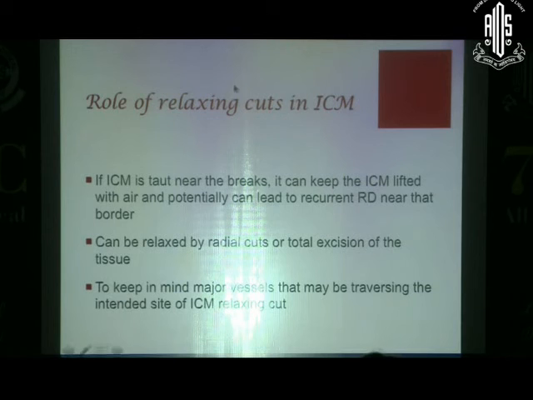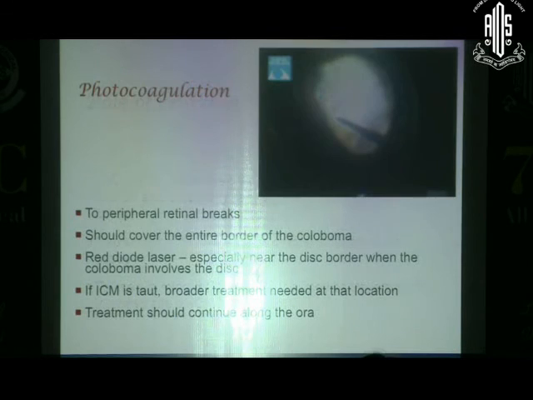The role of relaxing cuts: if the ICM detachment is taut near the breaks, it can keep the ICM lifted up with air, and potentially this can lead to recurrent detachments near the border. It can be relaxed by radial cuts or total excision of the tissue, but beware that you may actually be cutting across major vessels which may be crossing the coloboma to supply the normal retina. So you cannot cut those vessels, as it will compromise the visual function. It's very rarely that you need to really do relaxing cuts.